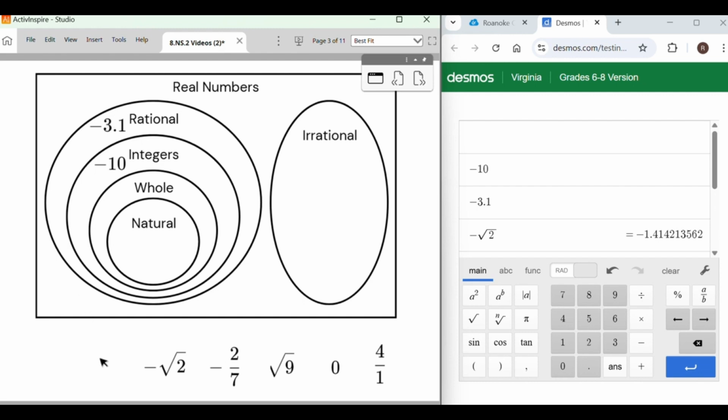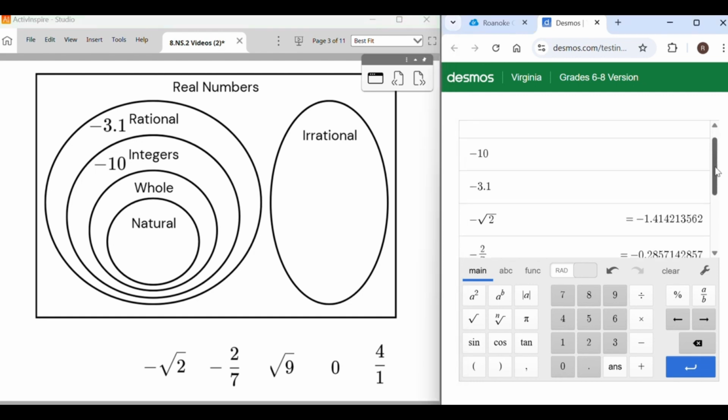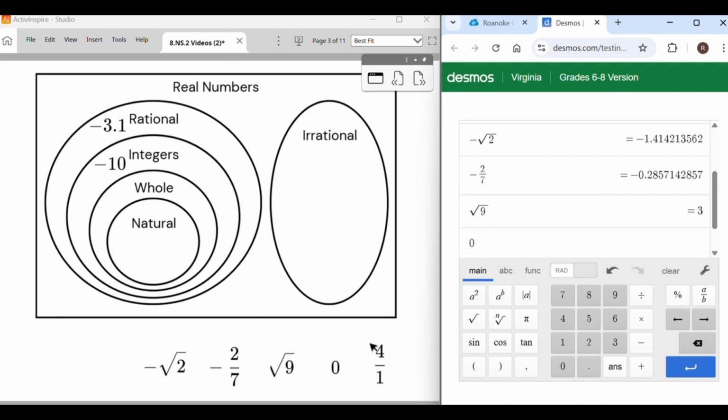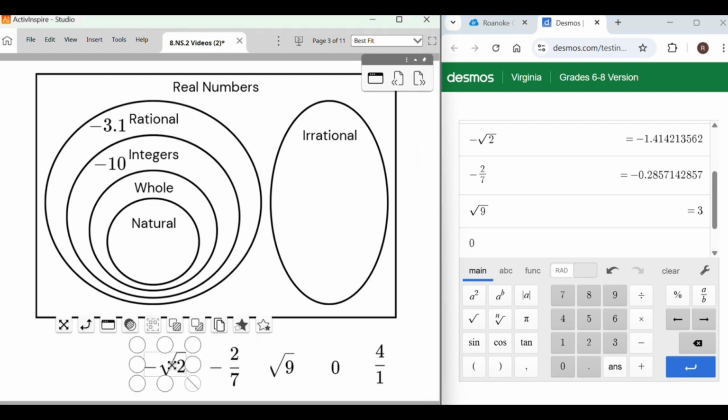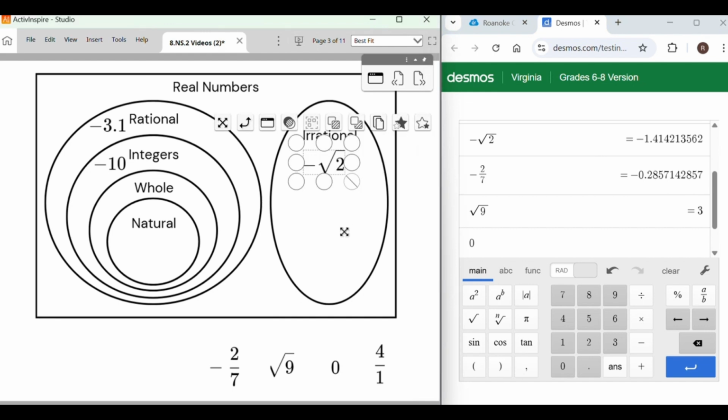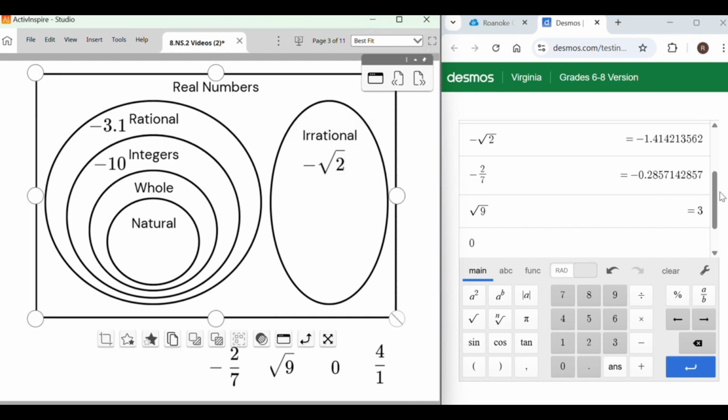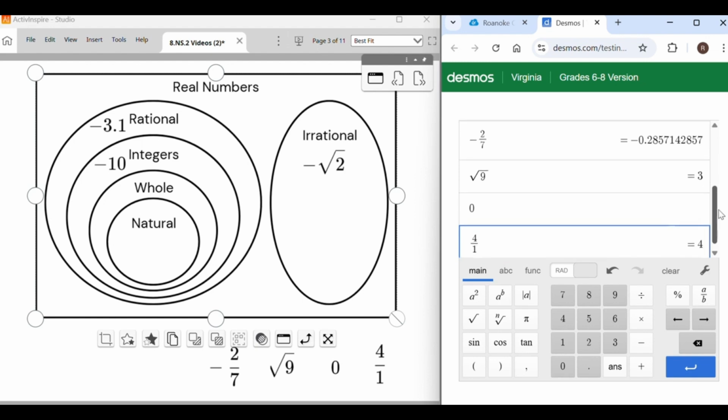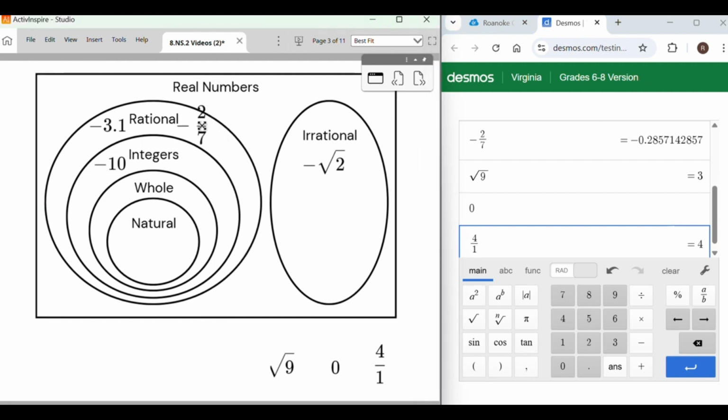We also know that if it repeats in a pattern, it is also rational. The next number is negative square root of 2, and that is a crazy number that goes forever. That is definitely an irrational number because it looks a lot like pi when you think about it. The next one is a fraction. We know all fractions are rational. The only reason we put it in the calculator is to see if it changed into something more specific, but it did not.